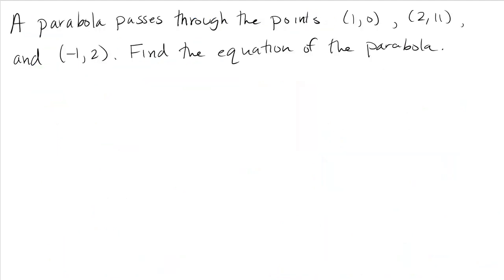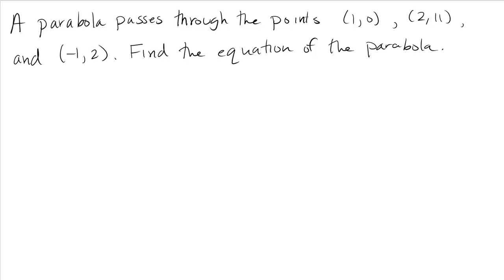A parabola passes through the points (1, 0), (2, 11), and (-1, 2). Find the equation of the parabola. Now there are real world problems that are like this, but they're not everyday problems. This would be related to tracking the trajectory of a projectile or something like that. That's not something most of us need to do in our everyday lives. I've taken all of that context out of it and just said, let's find the parabola.